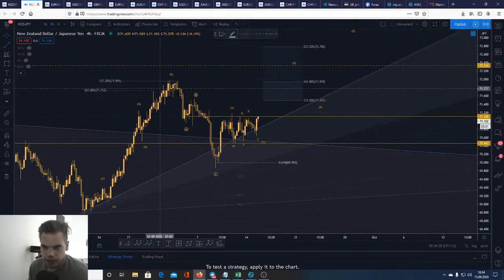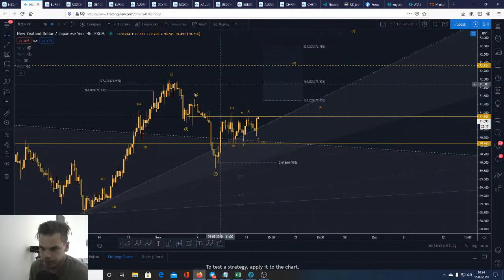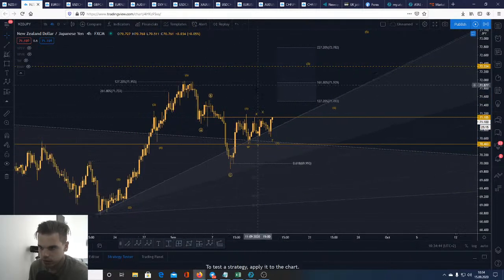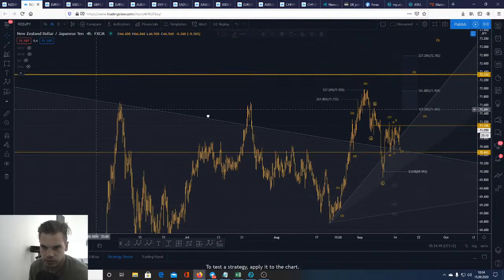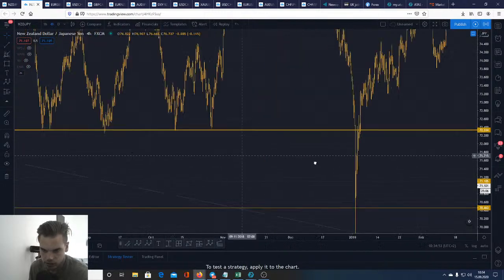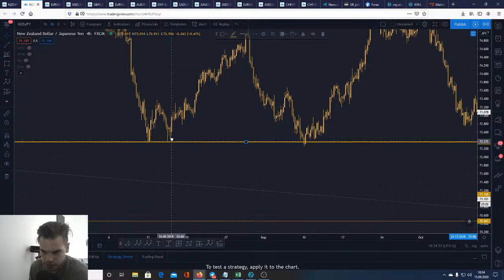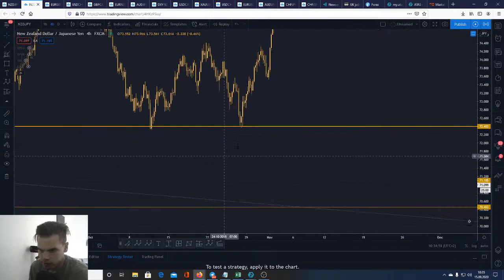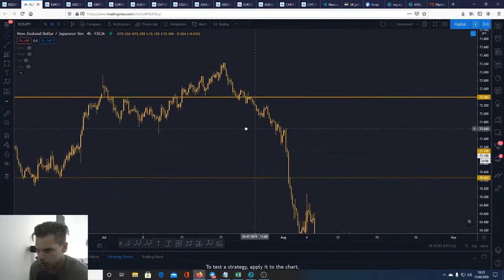We got the breakout here. Look, breakout, retest. Pretty good. This has been the key resistance, right? Yeah, strong resistance. I already gotta adjust this a bit. Right there, yeah. It's a pretty good one.